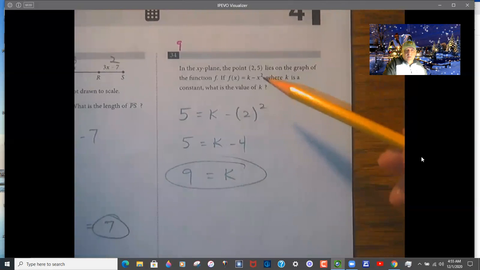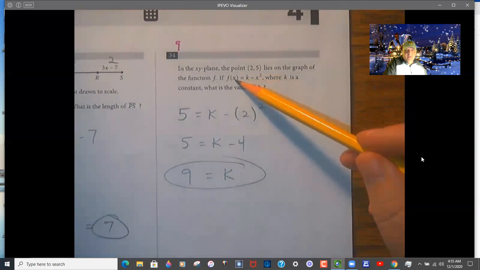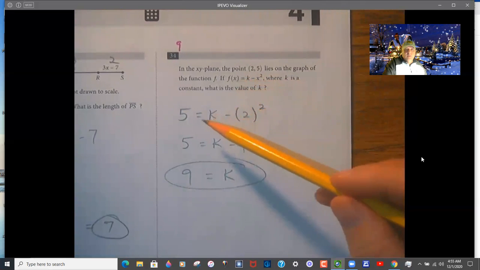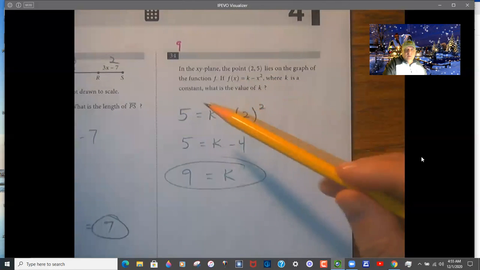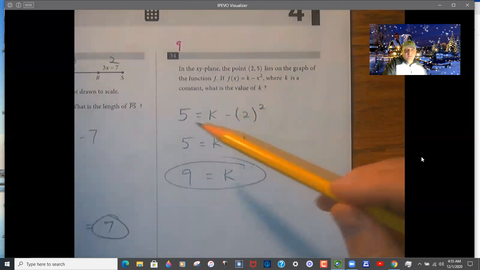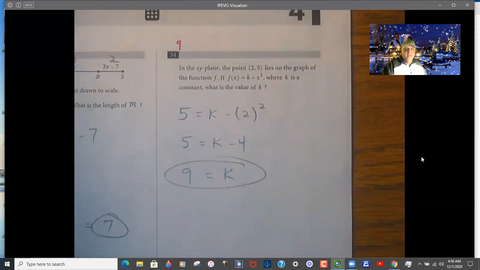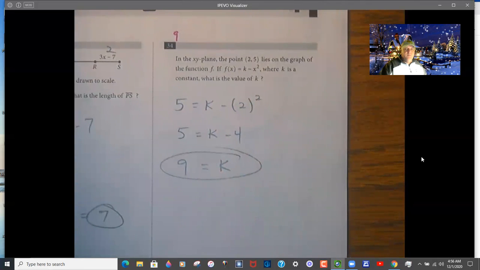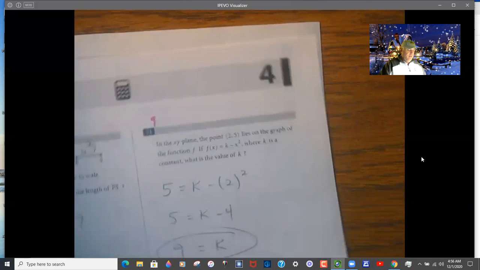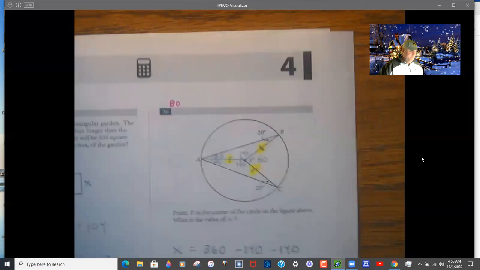Okay, so here's one where remember that the f of X is Y, that you're going to put in for X and Y. So you're going to put 2 in for X, 5 in for Y, and then solve for K in the end. So that's 4, and then you would add 4. A lot of times, if you see a point given and then some equation, you're going to have to substitute that in. Just get ready to do that.